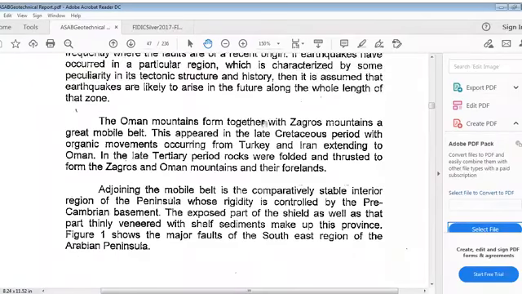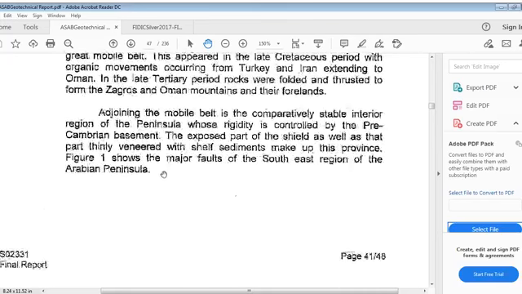Now, the Oman Mountains form, together with the Zagros Mountains, a great mobile belt. We talked yesterday, we cannot show that. This appeared in the late Cretaceous period with orogenic movements occurring from Turkey and Iran, extending to Oman in the late Tertiary period. Rocks were folded and crushed to form the Zagros and Oman mountains and their forelands.